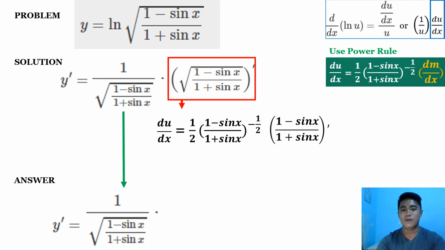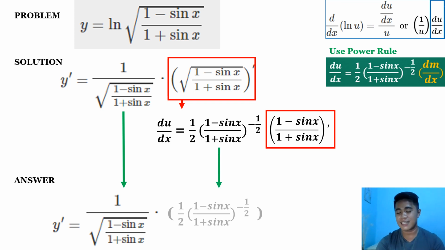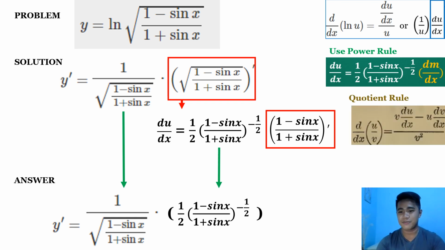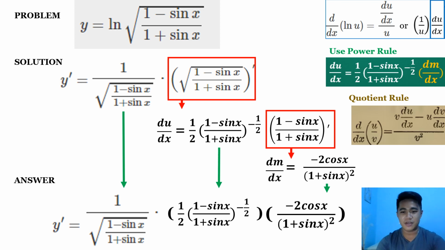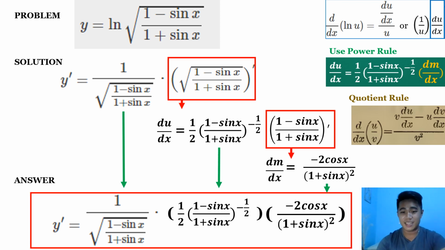In this case, we still have to differentiate this part. So we can take this out again as part of our answer, and we still have to differentiate that other red box, which is (1 minus sine x over 1 plus sine x) prime, and there we use the quotient rule. That's the formula for the quotient rule, and we get in our solution this one. So we can take that again as part of our answer, so therefore our complete answer for that is this one. So that is how our answer looks.